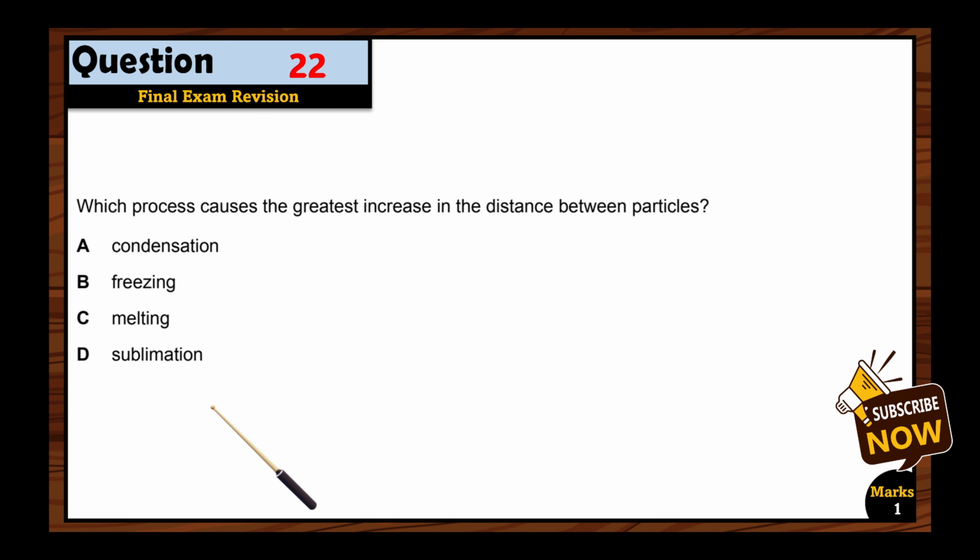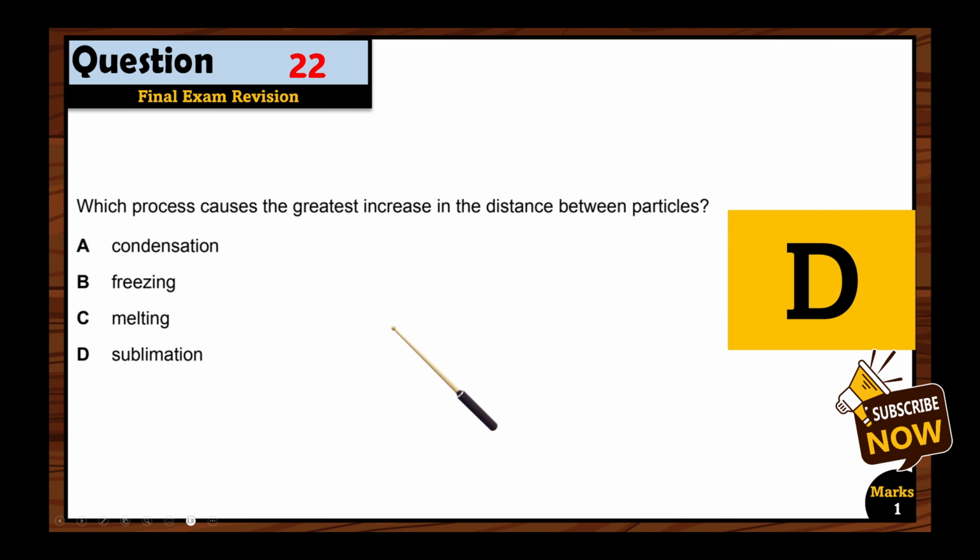Let's see question number 22. Which process causes the greatest increase in the distance between particles? If you see, the process can be melting, it can be boiling, and it can be sublimation. So let's see which option. We have melting and sublimation. Which one is the greatest increase, right? We have to choose among those which has the greatest increase. Sublimation, of course, because the solid is directly converted into a gas, right? So gas has the greatest increase in the distance. So option D is right.